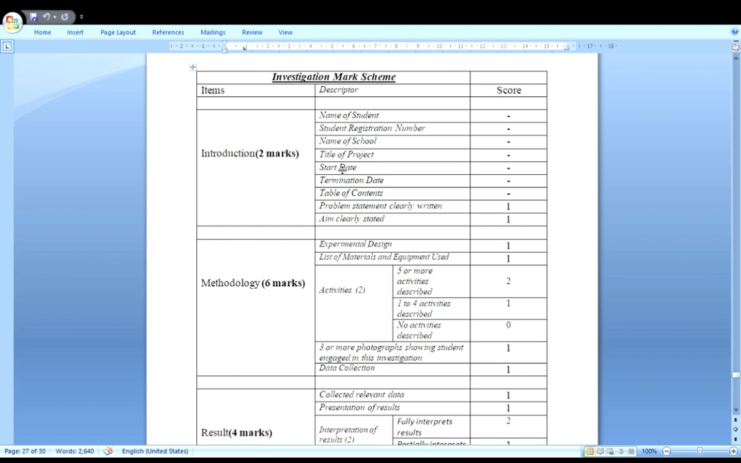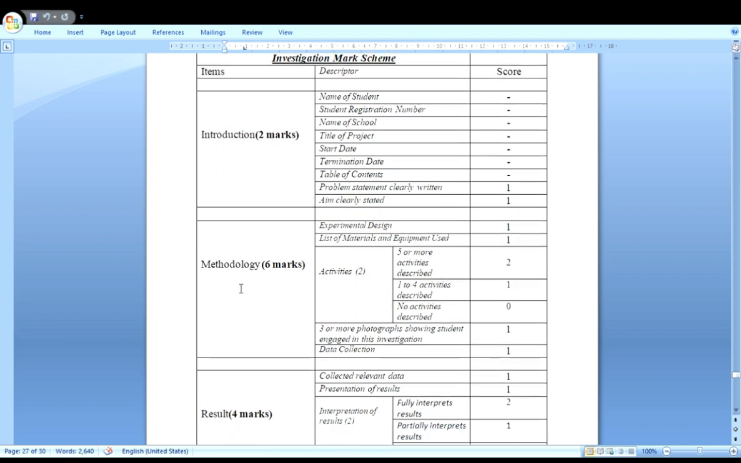Within the introduction, there are subheadings. We have name of student, student registration number, name of school, title of project, start date, termination date, and table of content. All those subheadings do not attract any scores. The problem statement, clearly written, attracts 1 mark. The aim, clearly stated, attracts 1 mark also. So the total marks for the introduction is 2 marks.